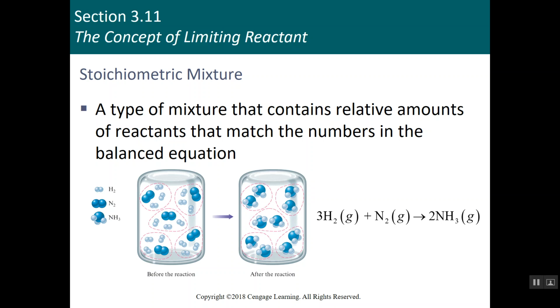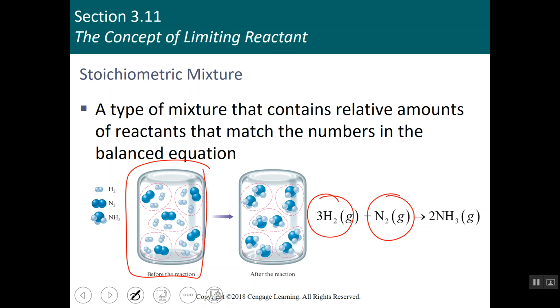A stoichiometric mixture just looks at the relative amounts of reactants and products that you have. So for example, in this particular reaction, you have 3 hydrogen molecules, or 3 moles of hydrogen reacting with 1 mole of nitrogen. If you look over here in the before reaction, each subset represents 3 hydrogens and 1 nitrogen. And what that means is that for every little subset we have here, we get 2 molecules of ammonia.